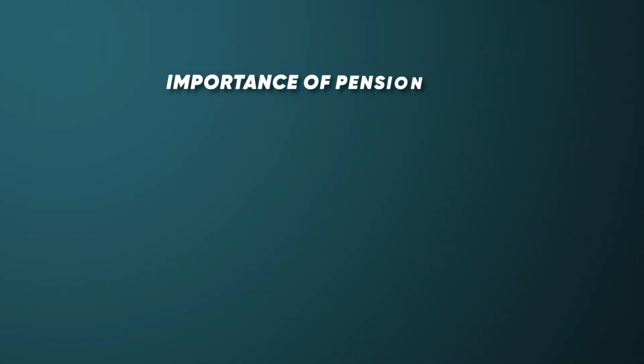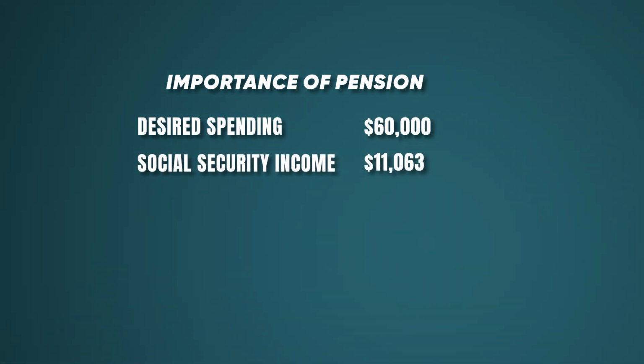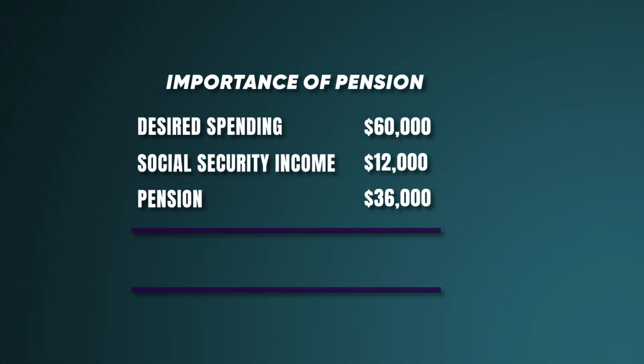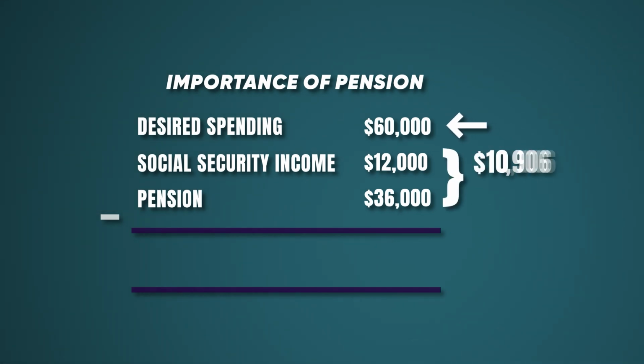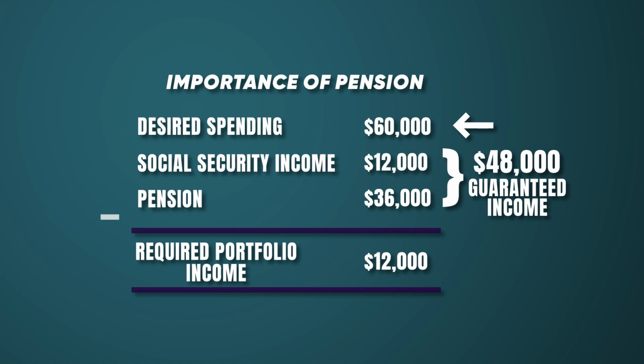So let's do an example of that formula. Let's say you want to spend $60,000 per year in retirement. You have Social Security of $12,000 a year and a pension estimate of $36,000 per year. When you add all that together, you end up with $60,000 minus the $48,000 of combined guaranteed income, and you end up with a required portfolio income calculation of $12,000 per year.